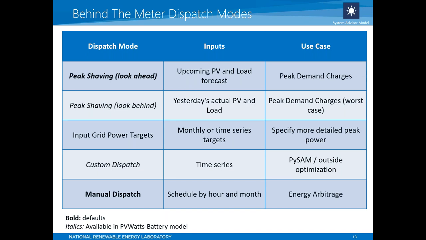Next up is custom dispatch, in which the user specifies a time series of what the battery should be doing at any given point. Typically, we see this in front of the meter systems when the modeler is trying to model ancillary services. But in the behind the meter systems, this is most commonly used with our Python wrapper PySAM when the modeler is trying to use some optimization algorithm that's not included in the SAM GUI package.